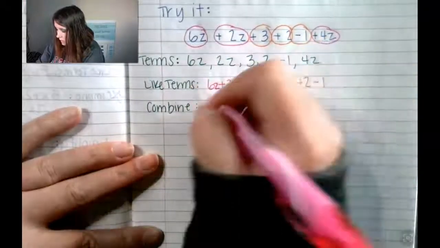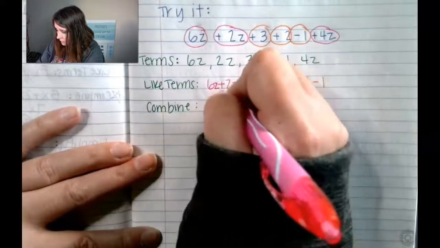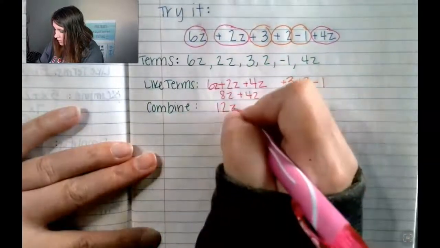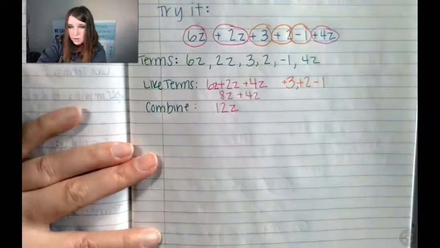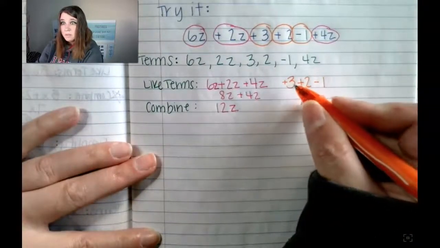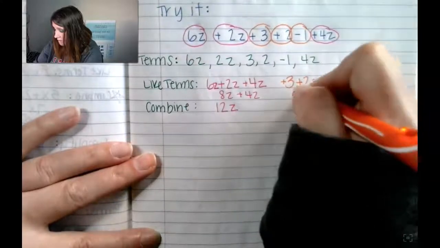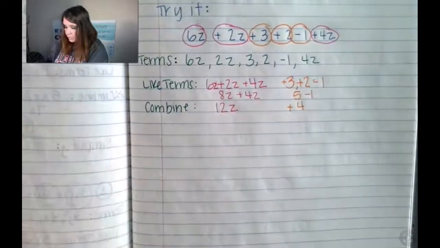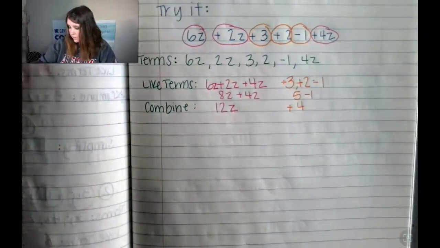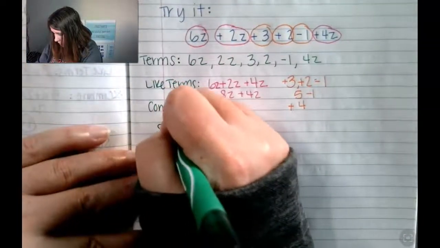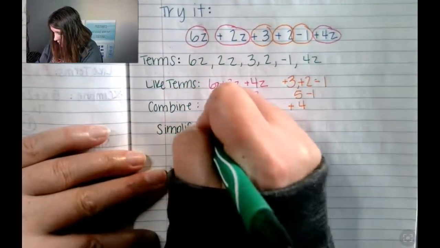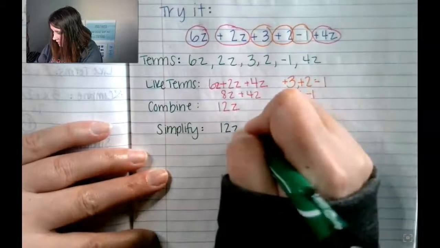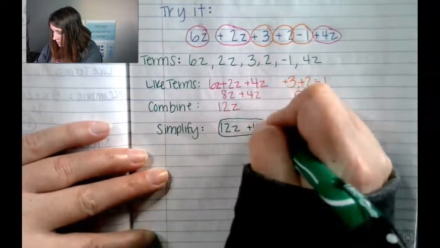6z plus 2z is 8z, plus 4z gives me 12z. All right, so there's my 12z. All right, over to here. 3 plus 2 is 5, and 5 minus 1 is 4, and it's a positive 4, so we're going to put an addition sign. And now to simplify, we need to combine. So to simplify, we're going to put 12z plus 4. That should be your final answer.